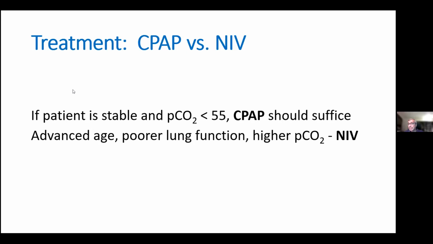So if the patient is stable, but remember this, and this is for many physicians and respiratory physicians listening in, and PCO2 is less than 55, CPAP is more than enough. And this is a mistake people make. Some people have this misconception that if the carbon dioxide is high, they have to be on non-invasive ventilation. And this is not the case.